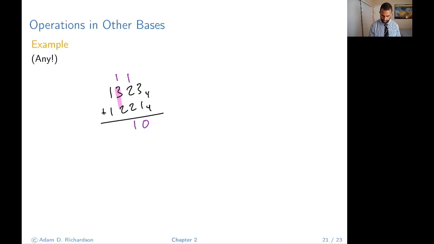So now we're going to do 3 plus 2 plus 1. 3 plus 2 is 5, plus 1, that's 6. How do you write 6 in base 4? 1, 2. One group of 4 and 2 left over. So we're going to have one group of 4 and 2 left over. And then last but not least, there's 3 right there. And that's our final answer. 3, 2, 1, 0 in base 4.